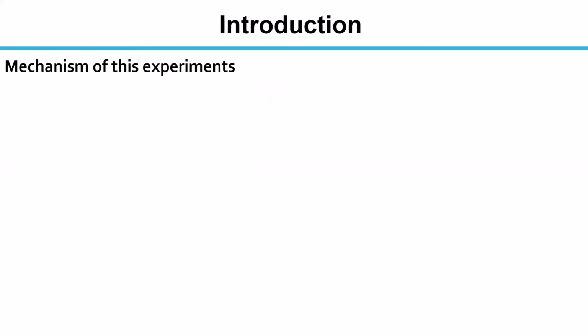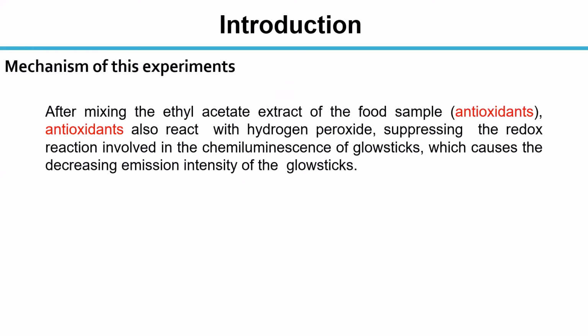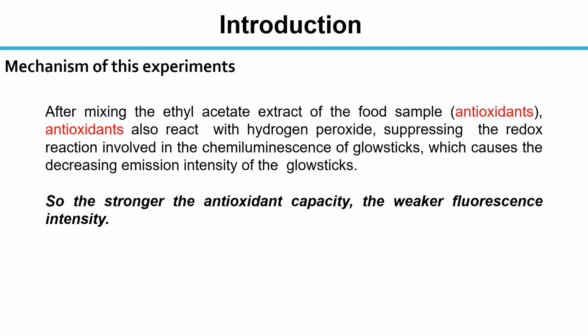So then we introduce the mechanism of this experiment. After mixing the ethyl acetate extract of the food sample, antioxidants also react with hydrogen peroxide, suppressing the redox reaction involved in the chemiluminescence of glow sticks, which causes the decrease in emission intensity of the glow sticks. So the stronger the antioxidant capacity, the weaker fluorescence intensity.